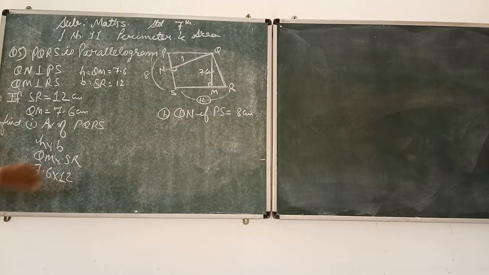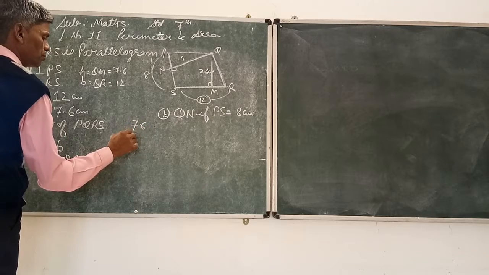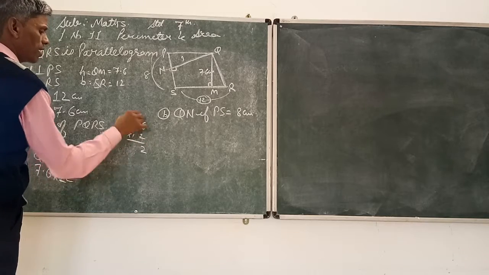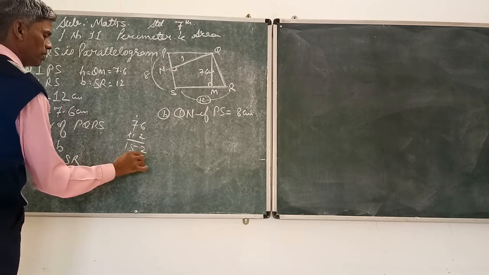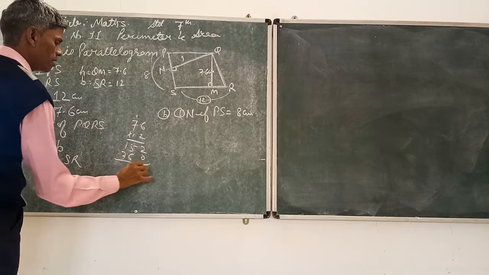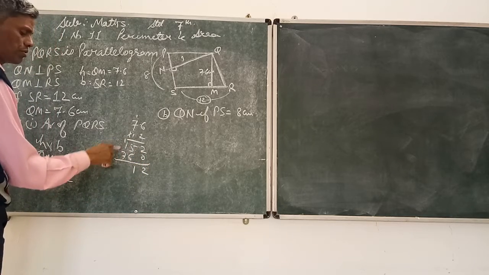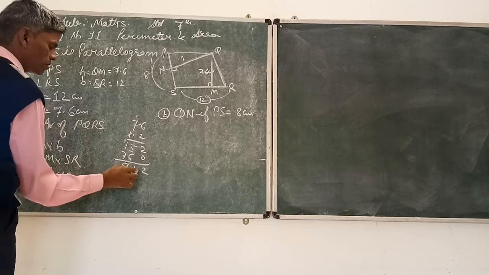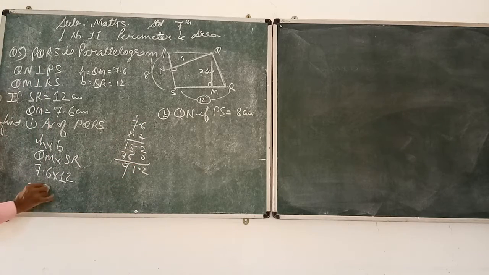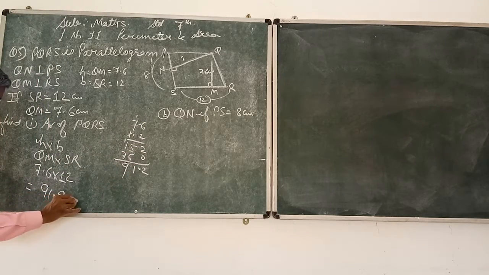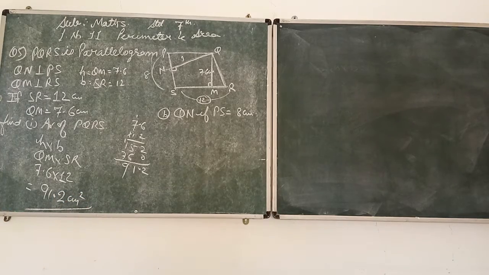If you multiply 7.6 into 12: 2 sixes are 12, 2 sevens are 14 and 1 is 15, 1 six is 6 and 1 seven is 7, 6 and 1 is 7... 1 plus 1 is 2 and this 9. There is one decimal, so we will put it here. So the area is equal to 91.2 centimeter square. This is the area of parallelogram.